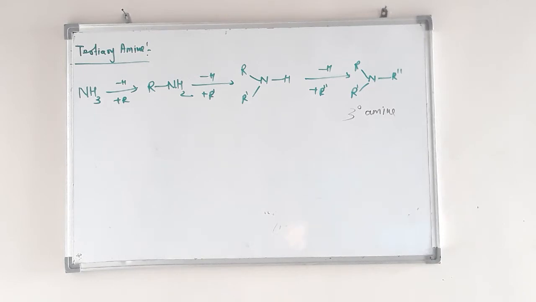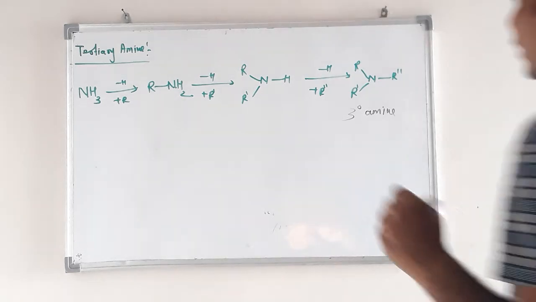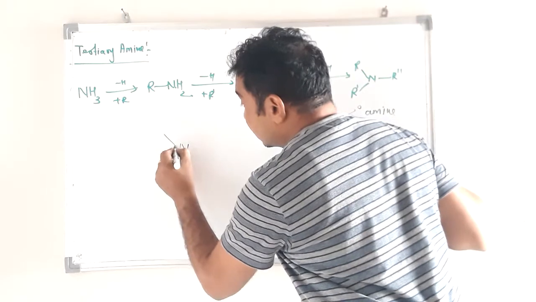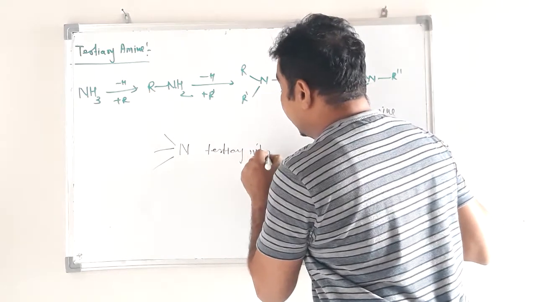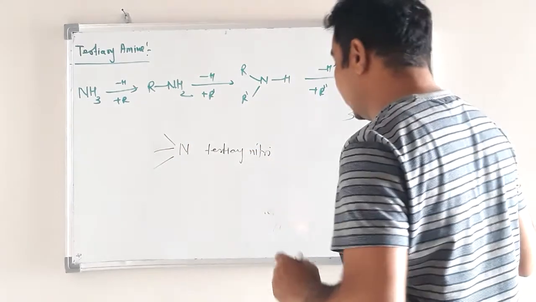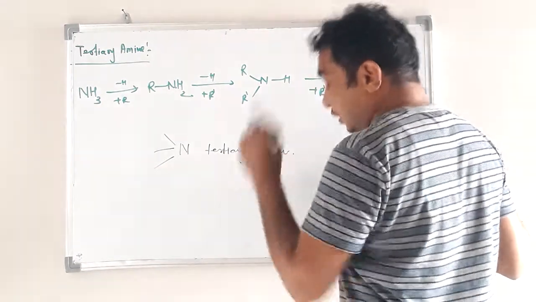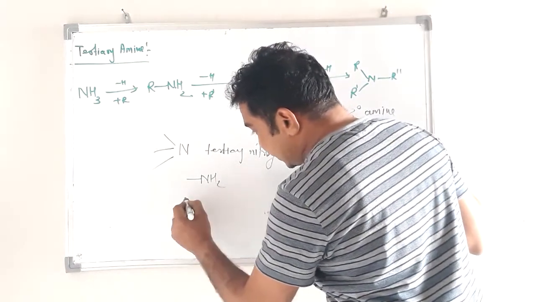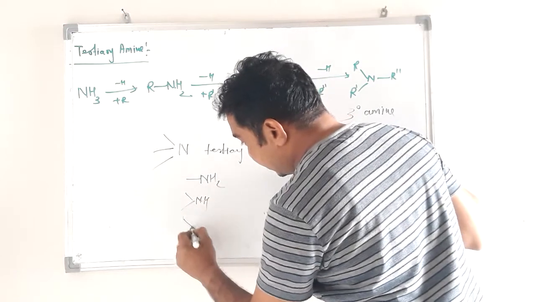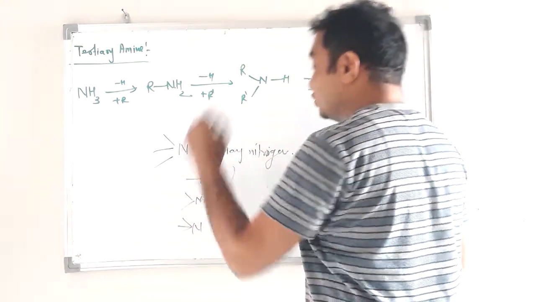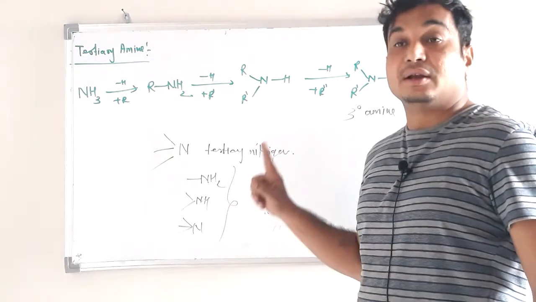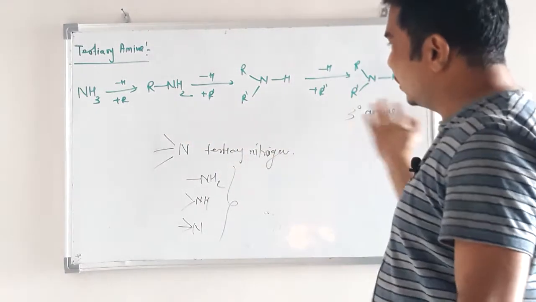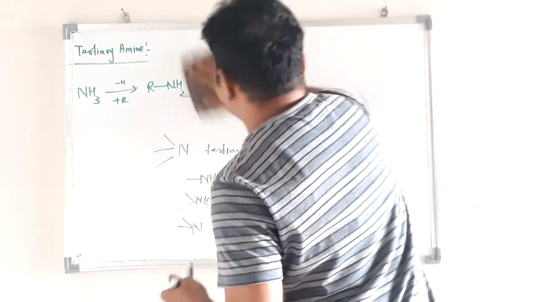Again, in tertiary amine, remember, the functional group is this, which is known as tertiary nitrogen, with three free bonds of nitrogen. In primary amine NH2, in secondary amine NH, and in tertiary amine N. That is the functional group present in amines: amino, imino, tertiary nitrogen. Similarly we can give common names. Let us have some examples with common names.